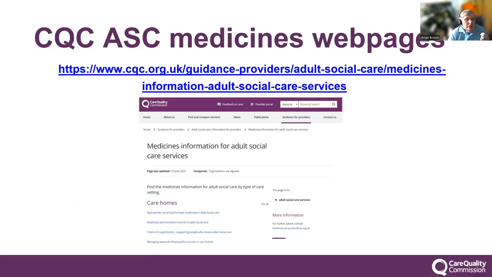is that we have a number of medicine information pages which have been grouped together according to service type. Most information, however, is transferable. If you look at the right-hand side of the page, you'll see a picture of what the website looks like. If you want to access the page without the link, go onto the CQC page, look at the section where it says guidance for providers, and click on adult social care. At the very bottom, you'll see one that says medicine information pages. We produce these information pages based on topics that we have identified through inspections, or the number of inquiries we receive within CQC.